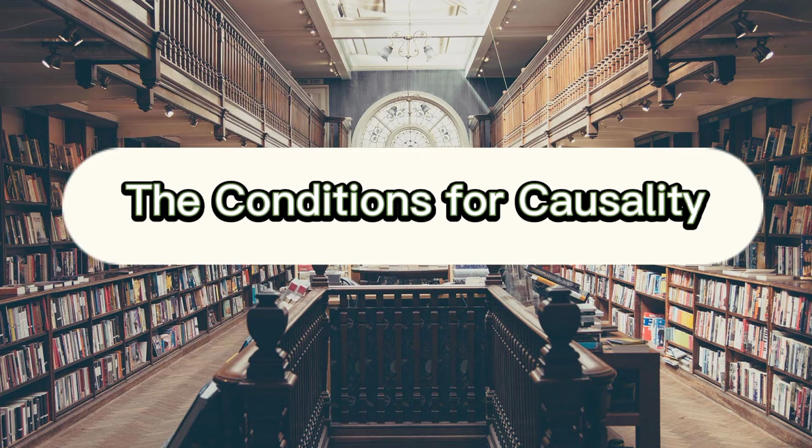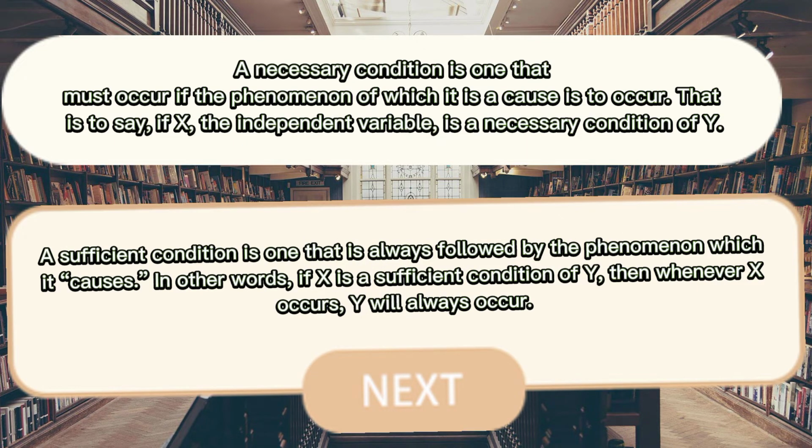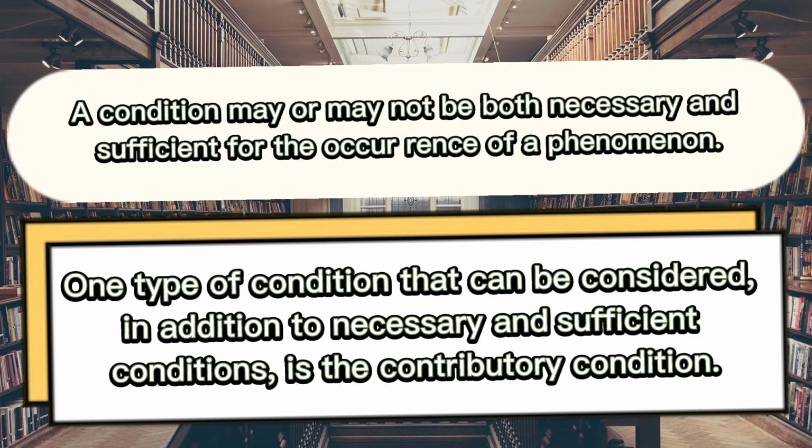The conditions for causality. A necessary condition is one that must occur if the phenomenon of which it is a cause is to occur. That is to say, if X, the independent variable, is a necessary condition of Y. A sufficient condition is one that is always followed by the phenomenon which it causes. In other words, if X is a sufficient condition of Y, then whenever X occurs, Y will always occur. A condition may or may not be both necessary and sufficient for the occurrence of a phenomenon. One type of condition that can be considered, in addition to necessary and sufficient conditions, is the contributory condition.